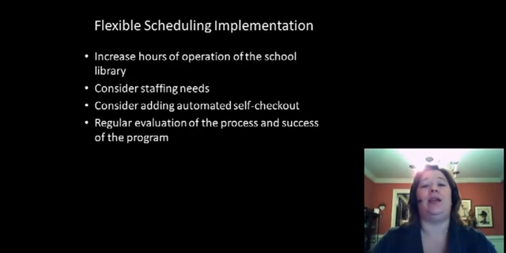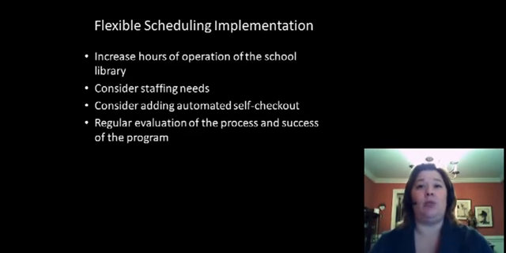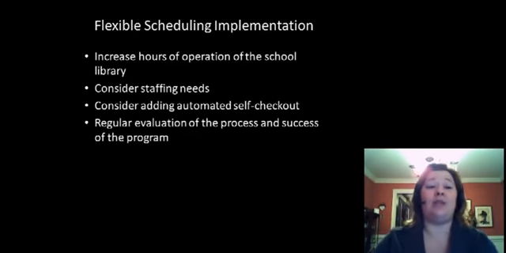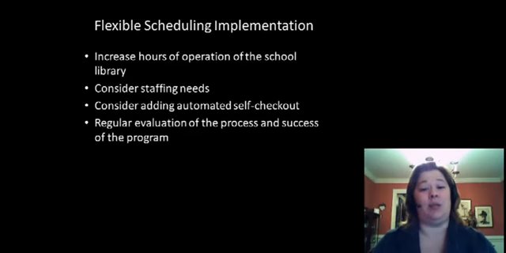We have to see if we need to do more to implement the program. We have to see where we might be having some problems and may need to step things up a bit. And this will be a regular part of implementing the flexible schedule.